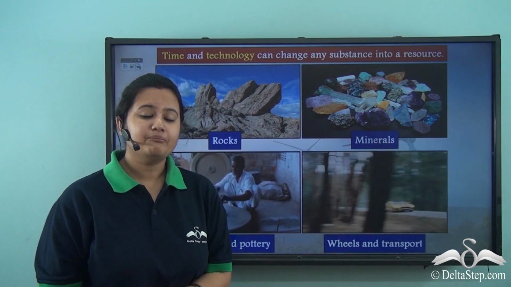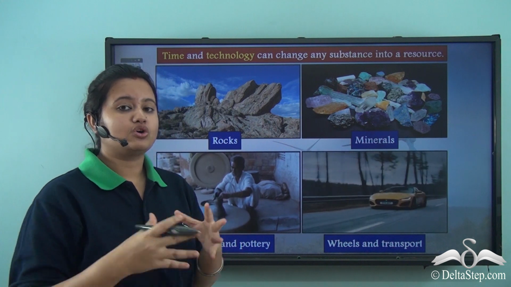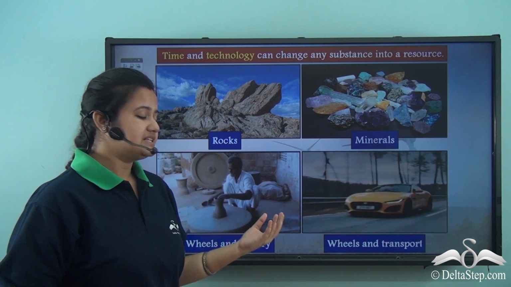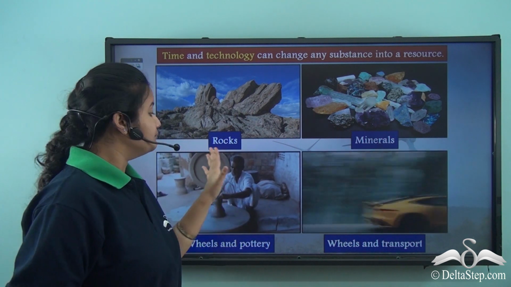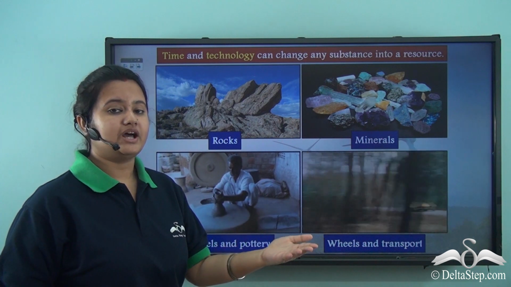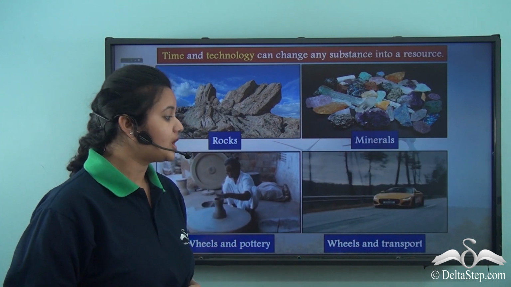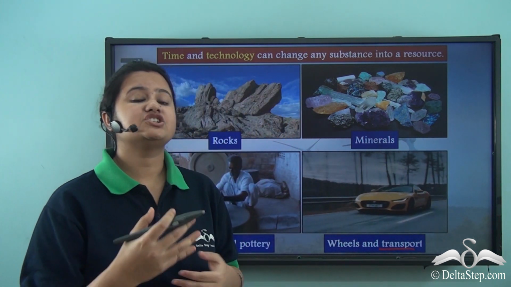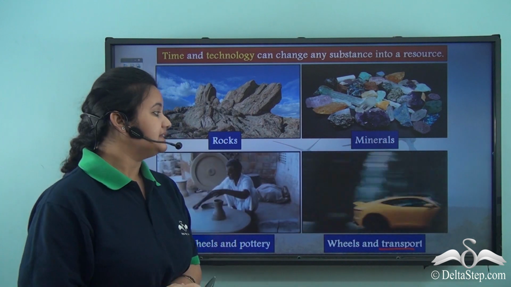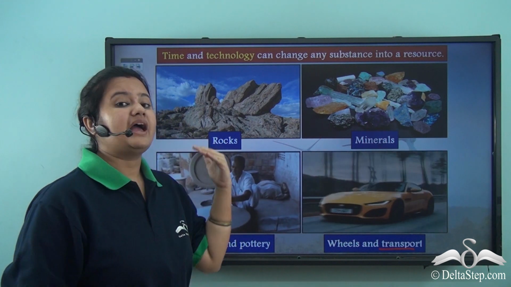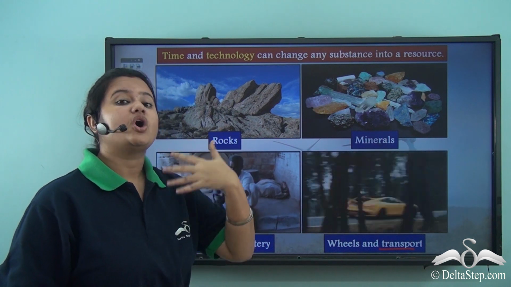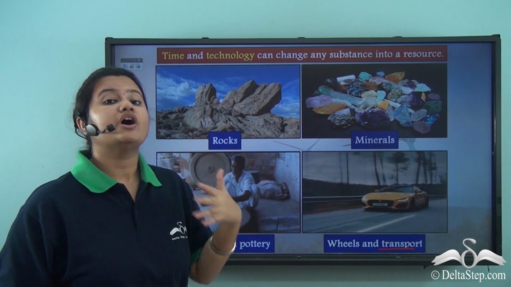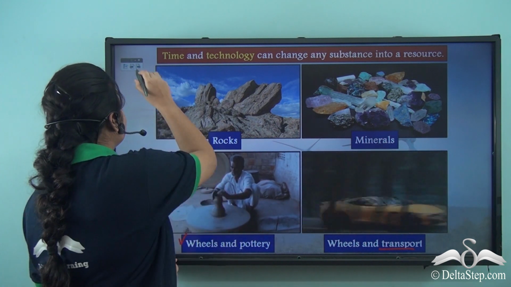Similarly, another example is the wheel. With the invention of the wheel, the art of pottery developed. So now, simple substances like mud and clay can be converted into usable products like pots and containers. Also, with the evolution of the wheel, transportation and communication became easier and faster. Thus, we find how time and technology increase or enhance the value and utility of a resource and make them all the more valuable to man.